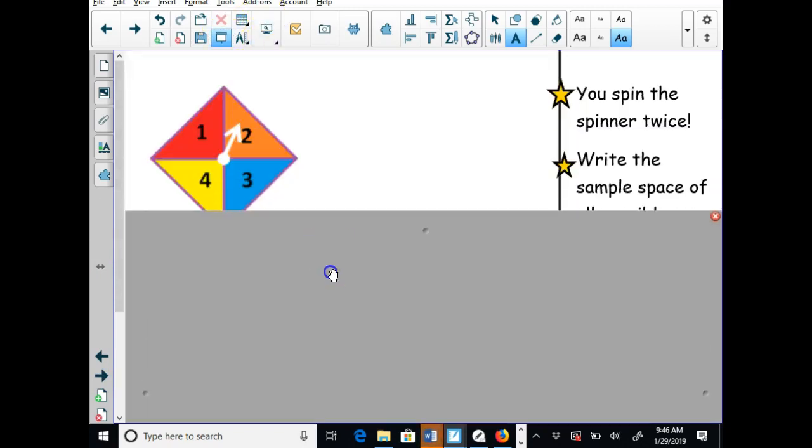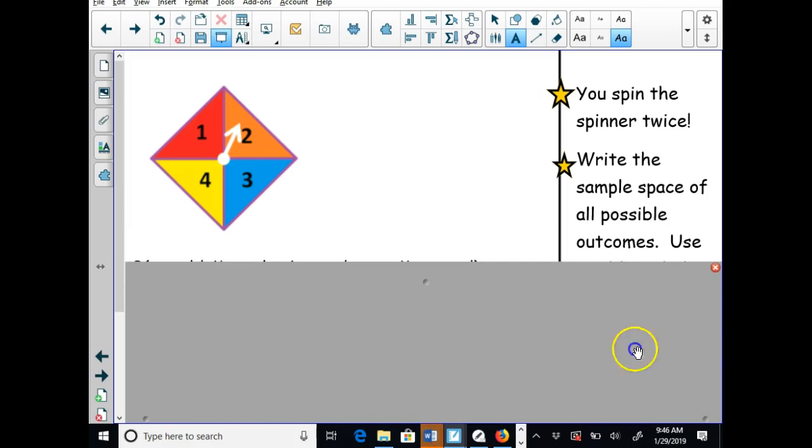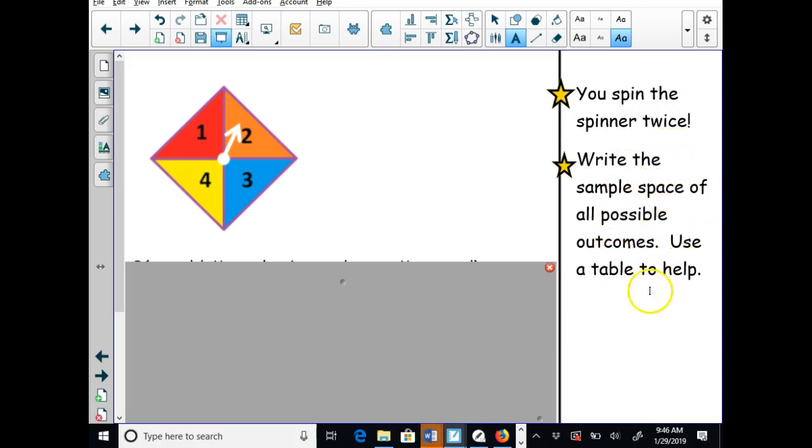What I want you to do first is I want you just to draw this spinner, and on the side we're going to spin this spinner twice. And please write down, when we have something that's happening like this, where we're spinning something twice, where we're doing 2 of something, it is helpful to write the sample space of all possible outcomes out. What is a sample space? A sample space is just everything that could happen. So when I'm spinning the spinner, I could spin a 1, a 2, a 3, or a 4. That would be the sample space, right? That's everything that could happen, and then also the probabilities that go with it.